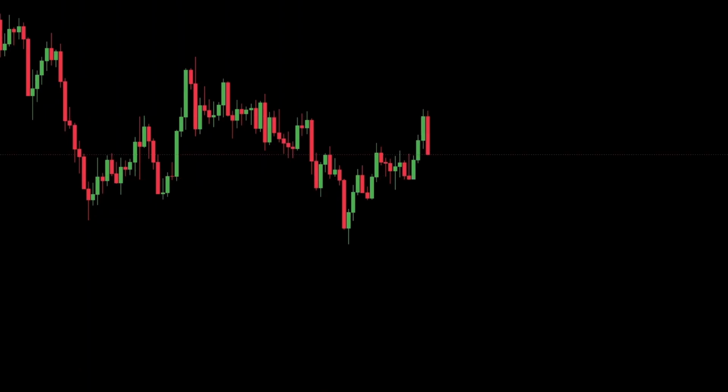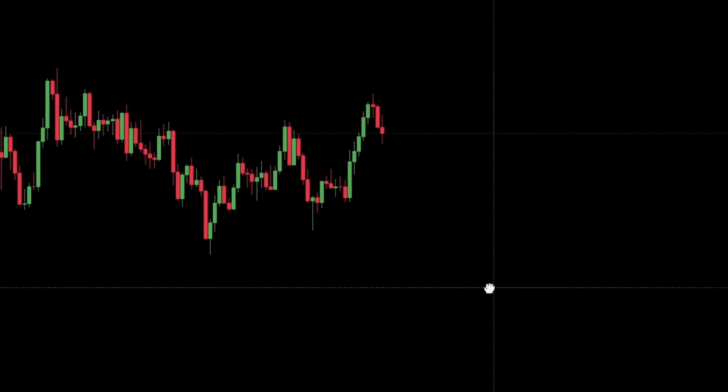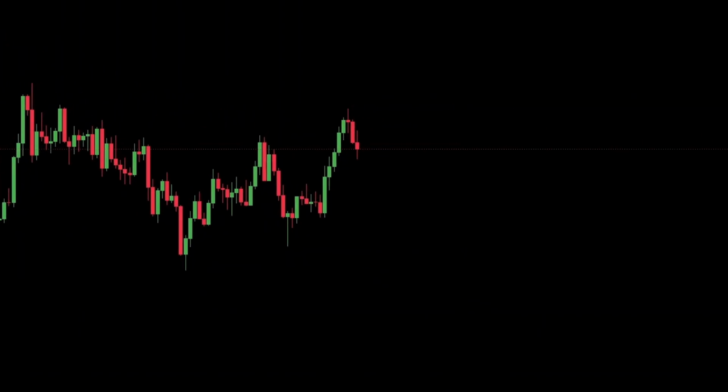I always want to see a clear price movement on the chart that creates a break of structure. That is my first step, which is important to me because it determines the direction I should trade.